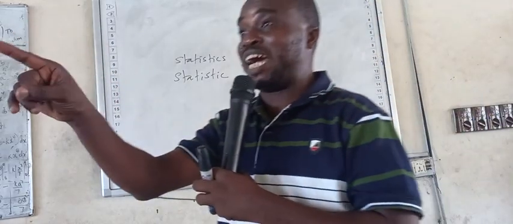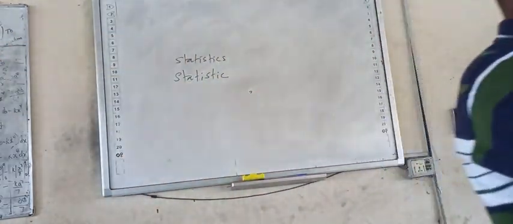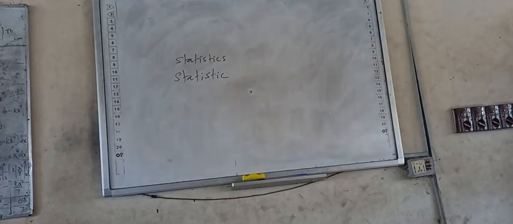And it must be finite. Let me put that way. It must be what? Finite. Let us move to the next one. What's the next one I have here? I have census.